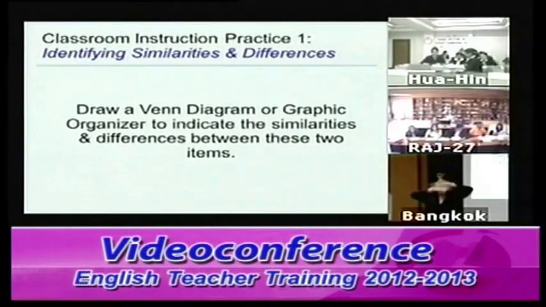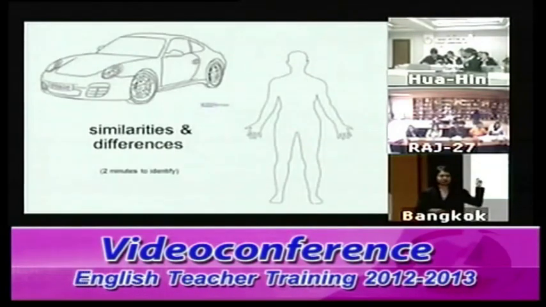Yes, Ajahn Niramon. The Venn diagram, right? Two big circles, and then the circles intersect, right? So either draw a Venn diagram or a graphic organizer, whichever one you want to do. And I would like you to indicate the similarities and the differences between these two items. A car and the human body. So 2 minutes, go. Similarities and differences.